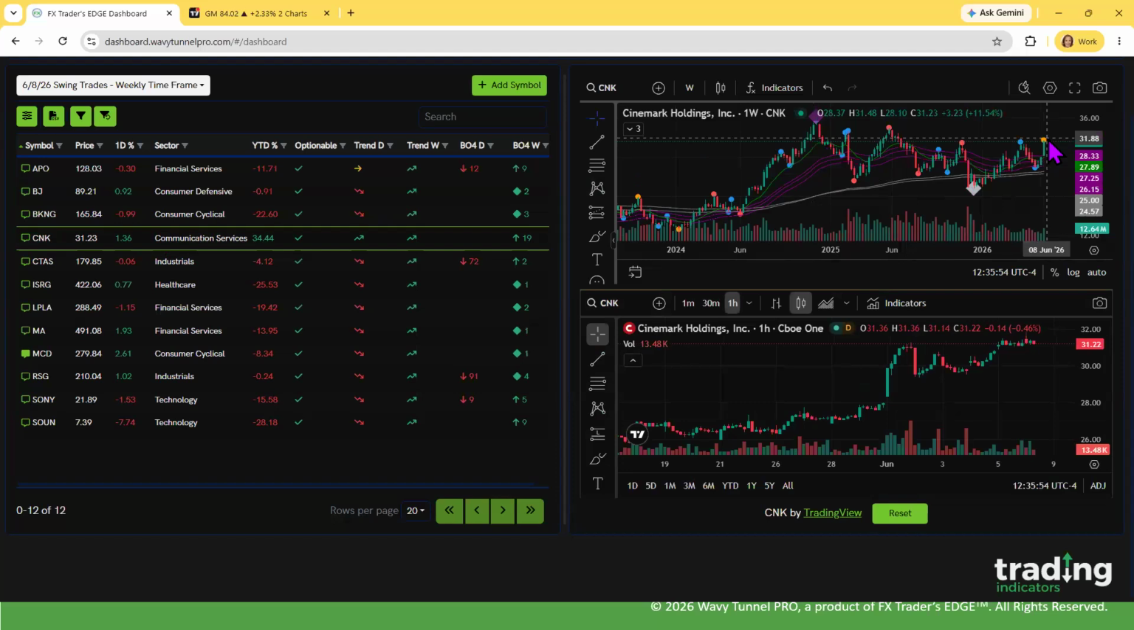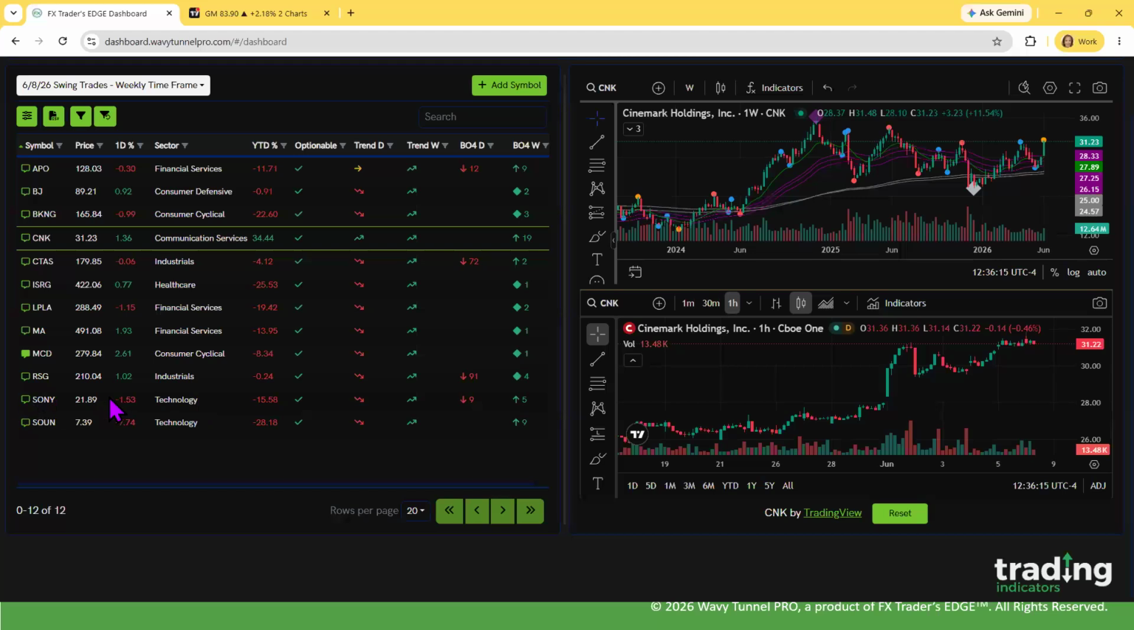I mean, we've traded, yeah, quite a bit higher. This is a low price stock. This is Cinemark Holdings. So that happened 19 candles ago that we saw this gray diamond.